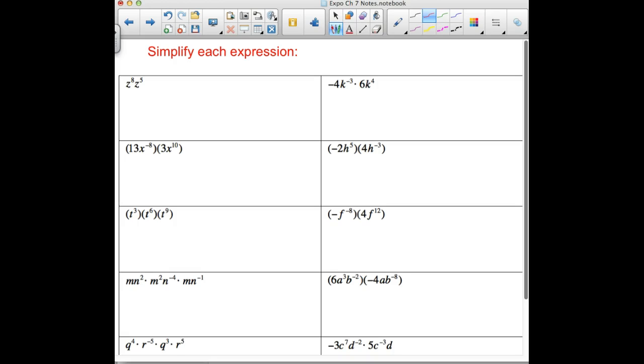All right, let's check our answers. We have a common base of z. Adding our exponents, 8 plus 5 should give us 13.